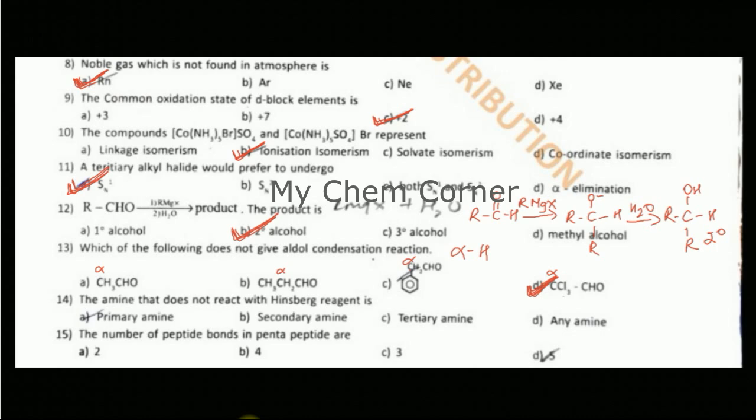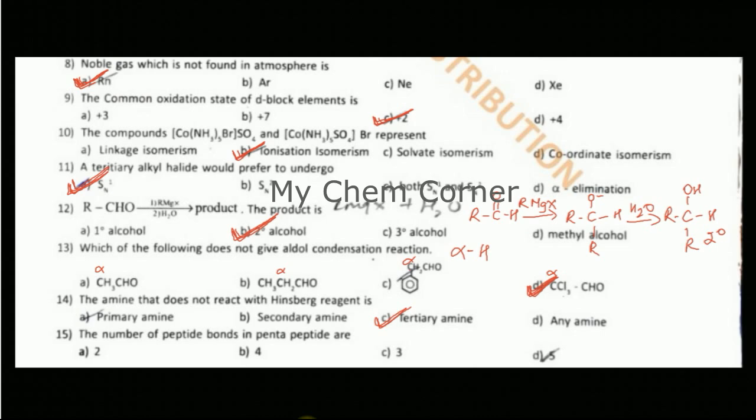Alright. Now next one. The amine that does not react with Hinsberg reagent. This is one of the reagents that you learn in the amines chapter. That's benzene sulfonyl chloride. Once it reacts, the product becomes soluble in NaOH, and so on. So here you should know that a tertiary amine does not undergo the reaction. Primary amines are completely soluble, secondary amines are partially soluble, tertiary amines do not react.